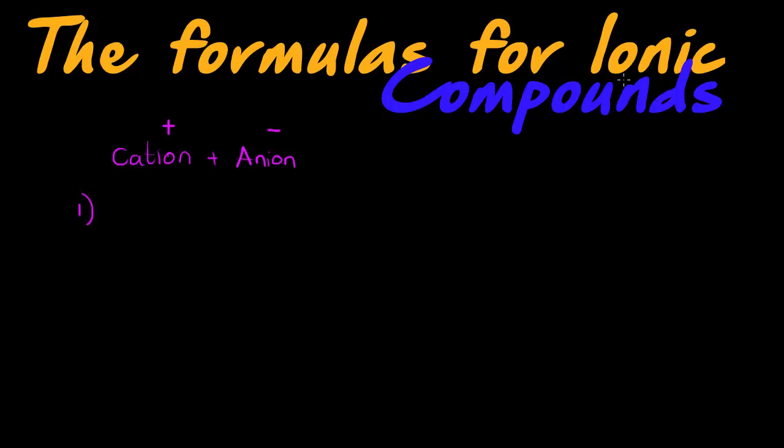When it comes to the formula for an ionic compound, we always start with the cation first, okay? And then we have the number of cations that we need as a little subscript. Then we write our anion and the number of anions we need as a subscript as well. What do I mean by the number of cations and anions as a subscript? Well, the compound in the end must have a neutral charge.